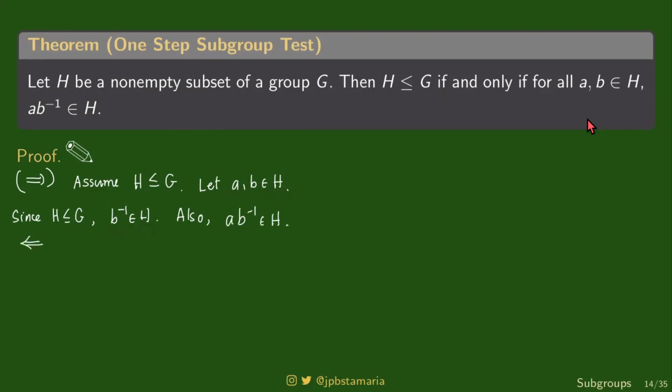Itong pabalik ang mahirap. Kasi, here we are assuming that for all A, B in H, AB inverse is in H. Kunwari yan ay totoo. Ang kailangan nating ipakita in this case is the fact that H is a subgroup of G. Hindi assumption yung pagiging subgroup. No? It is something that we need to prove.